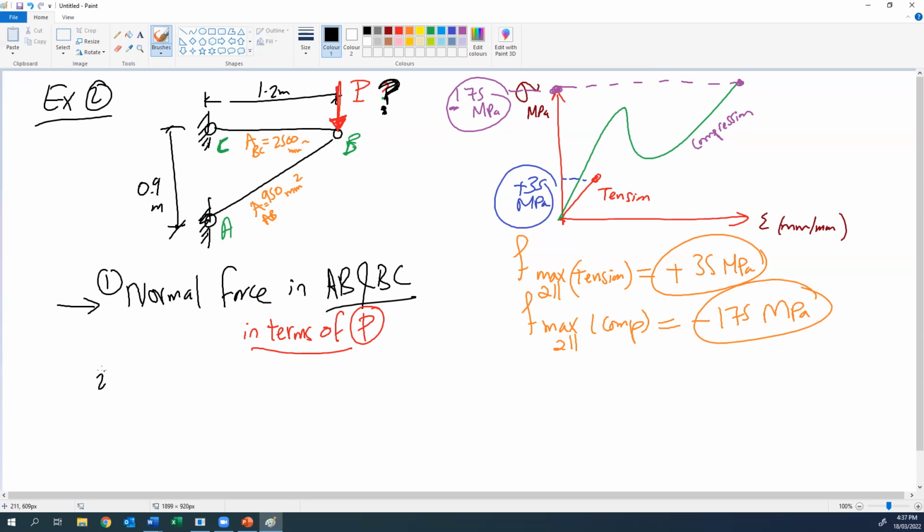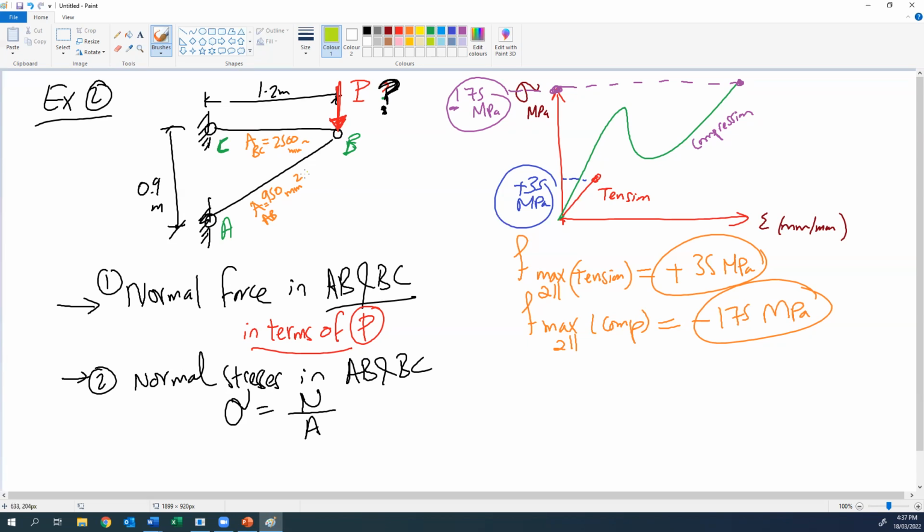The second step is to calculate the normal stresses for member AB and BC. How can we find this step? Sigma equal to the force in each member divided by the area of each member. That's why these two values are given to us.